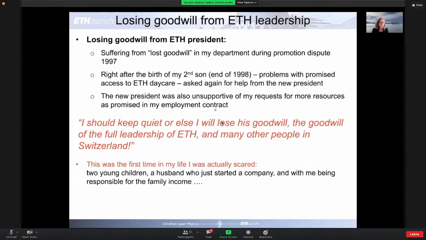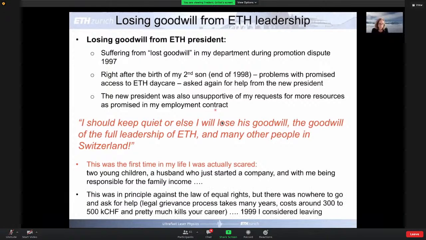This was the first time in my life I was actually really scared. I mean, I had two young children. My husband had just started a company. We actually relied on me being the responsible person for the family income. This was in principle against the law of equal rights in Switzerland, but there was nowhere to go and ask for help. The legal grievance process takes many years and costs around 300 to 500,000 Swiss francs, which you have to pay on your own as an individual, and pretty much kills your career.